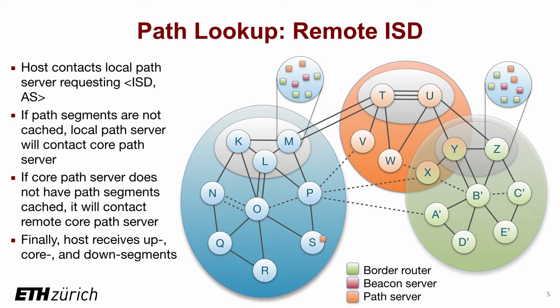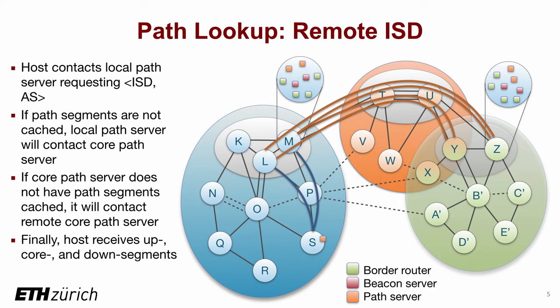So finally, up paths are also returned to the host, as well as core paths linking the up path ASs with the down path ASs, and a set of down paths is also provided. And as you can again see here, several path combinations will work to create an end-to-end path from S to E prime.